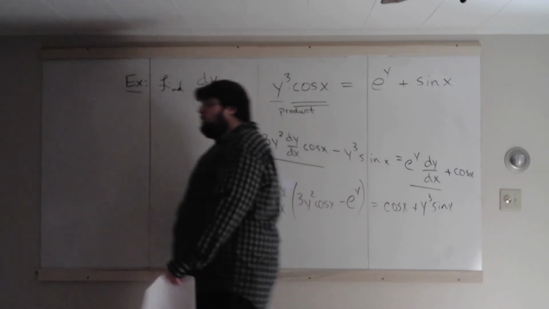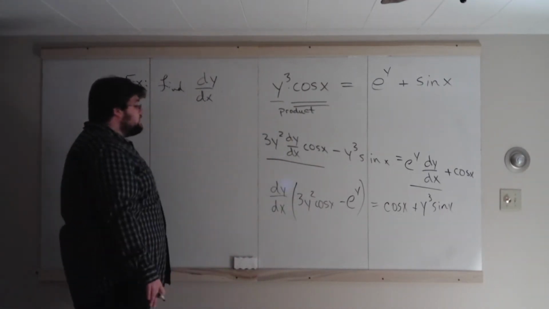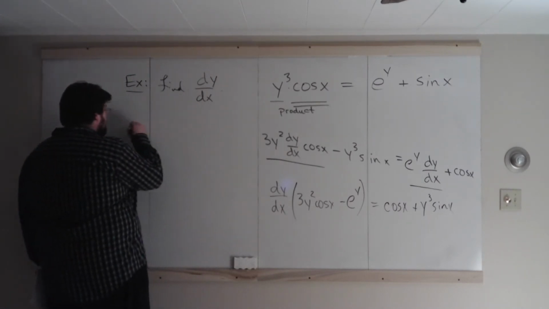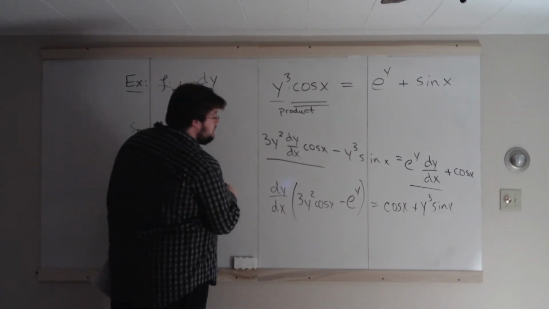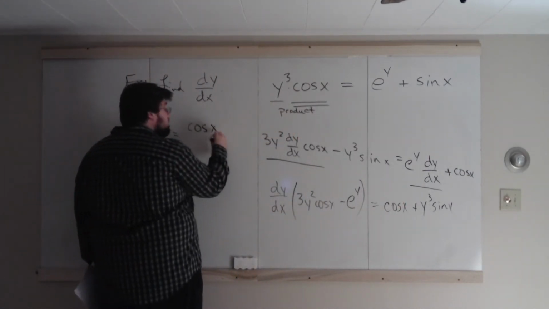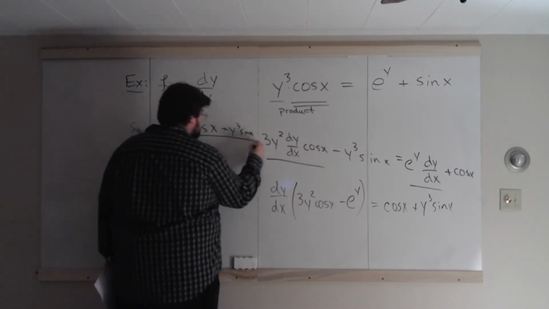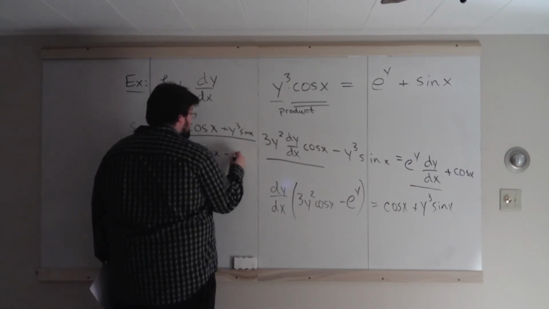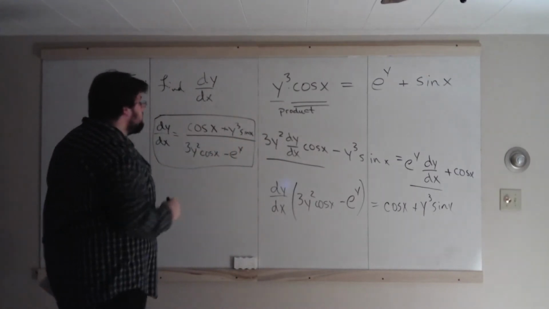sine of x. Well, now all we have to do is divide by the coefficient on dy dx. And so I'll write that over here again. So dy dx equals what? We're dividing this side by that quantity. So cosine of x plus y cubed sine of x all over 3y squared cosine of x minus e to the y. I'm going to put that in a box so there's separation from the rest of the equation.